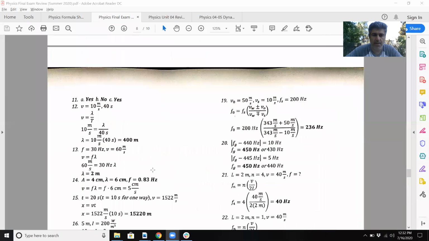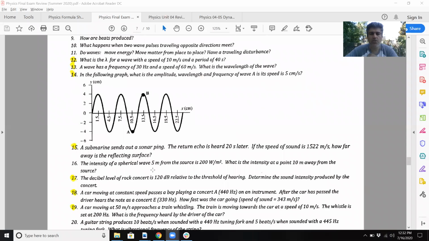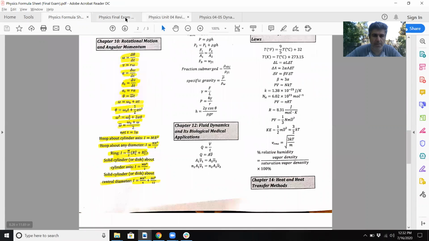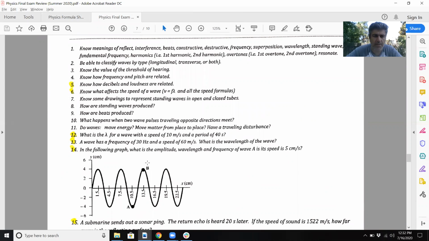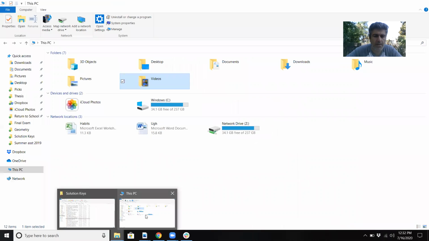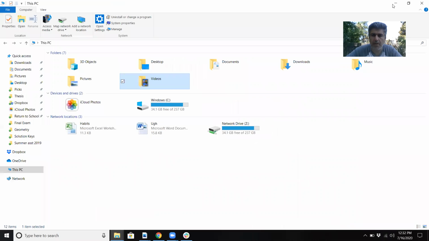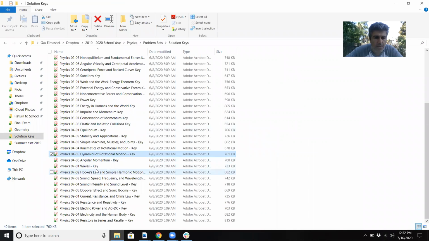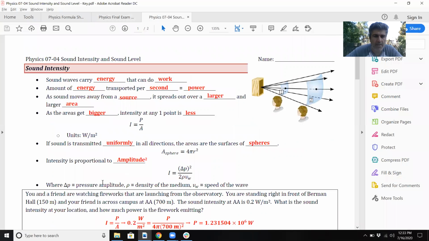And let's just go through these questions of what to do. So for number 5, know how decibels and loudness are related. You could just obviously look at your notes. Let me close these down. Open this one. If you look at sound intensity, that's probably where you want to look, in the notes, 7.4. They talk about how those are related.